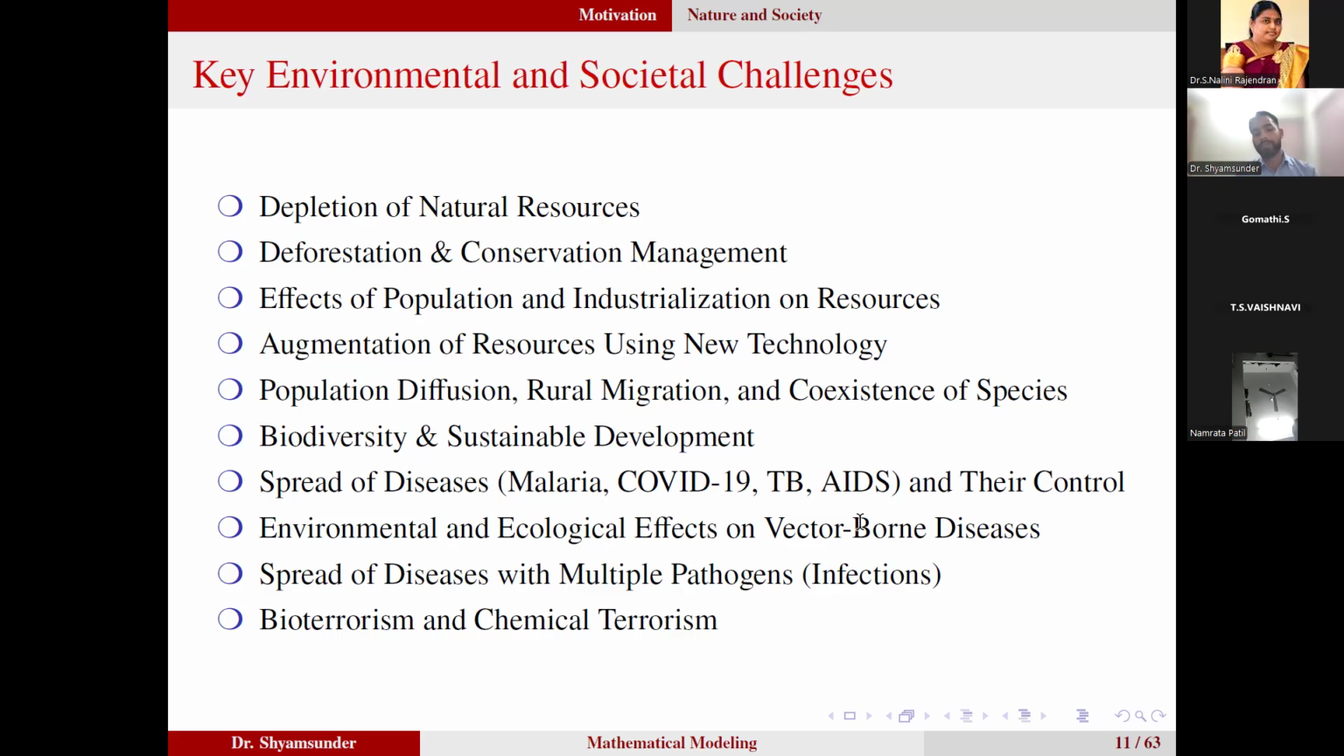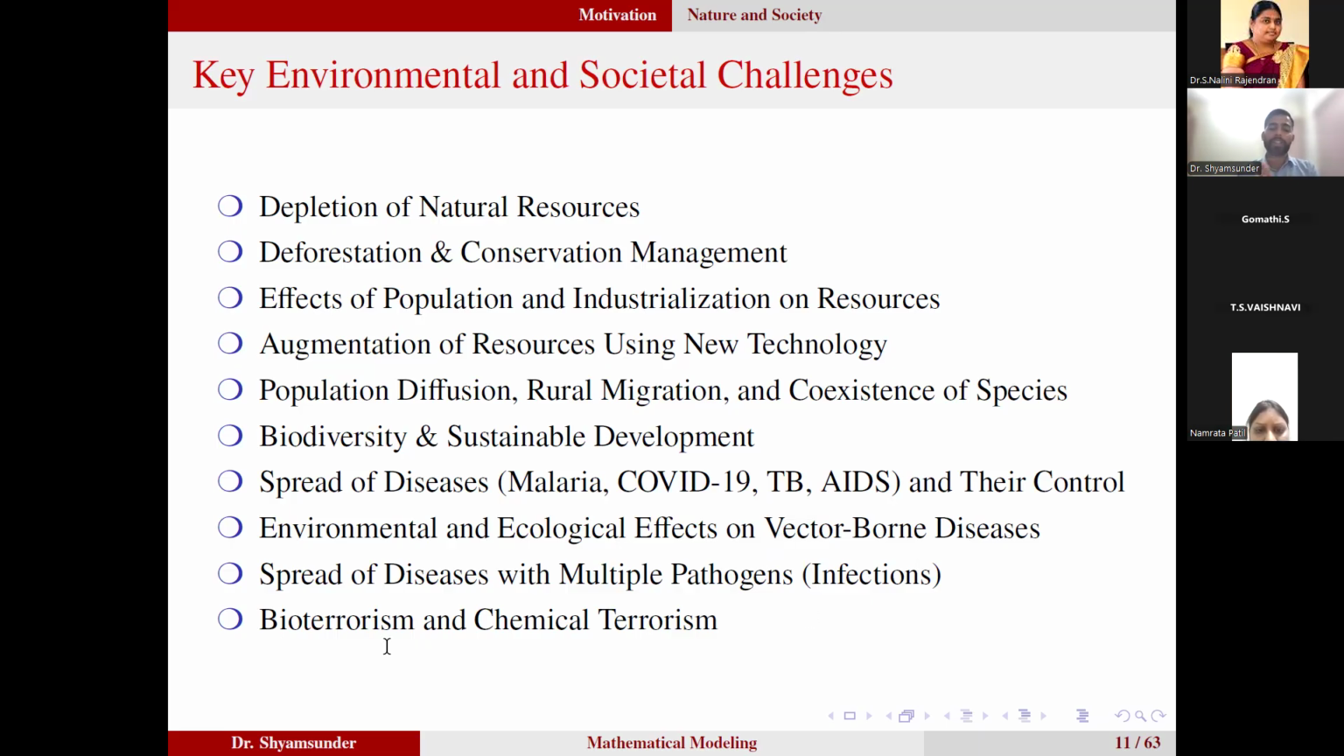These are all about the spread of disease, its control, and vaccination campaigns. They are important and challenging environmental and ecological effects on vector-borne diseases like monkeypox and dengue. All are known as vector-borne diseases. In these diseases, one host is the human and another is the non-human, like the monkey in monkeypox and the mosquito in dengue.